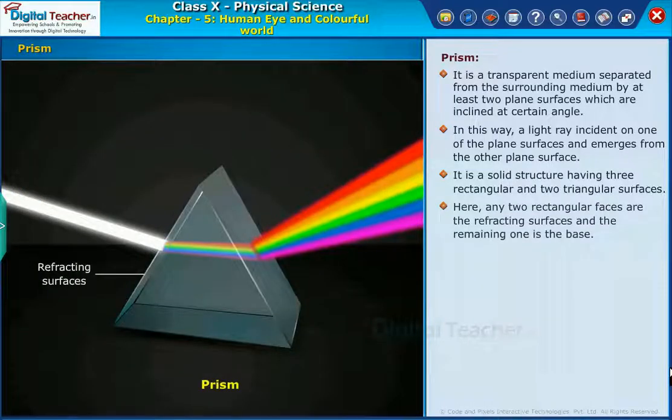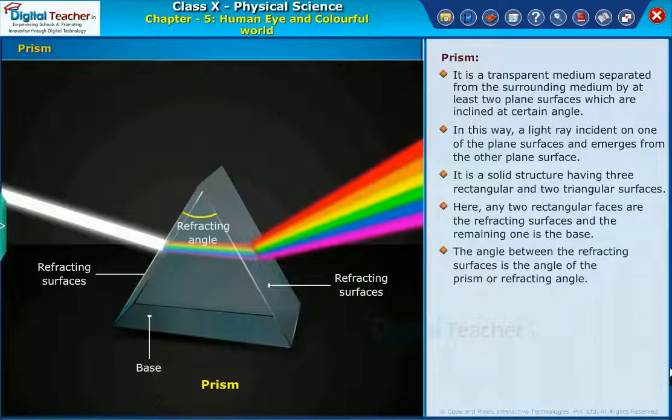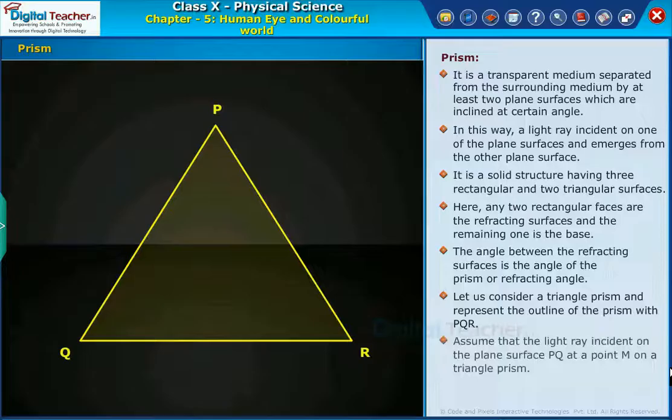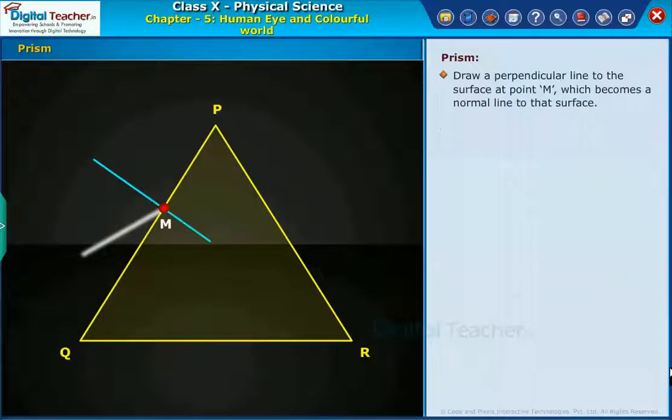Here, any two rectangular faces are the refracting surfaces and the remaining one is the base. The angle between the refracting surfaces is the angle of the prism or refracting angle. Let us consider a triangular prism and represent the outline of the prism with PQR. Assume that the light ray is incident on the plane surface PQ at a point M on a triangular prism. Draw a perpendicular line to the surface at point M, which becomes a normal line to that surface.